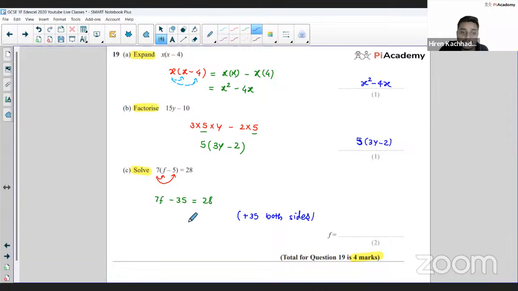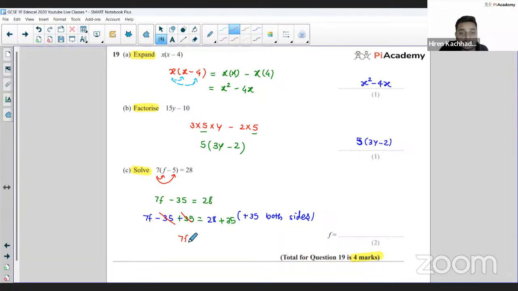So what is going to happen? If I add 35 to both sides, then this is the scenario. Minus 35, now I'm adding, okay? I'm using a different color. Let's say plus 35, and 28 as it is, no problem. Adding 35, so this and this are going to cancel.